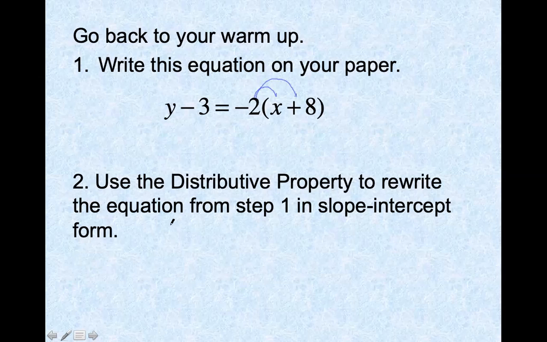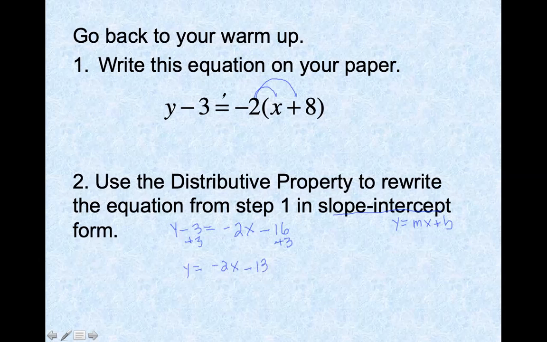So we're going to have y minus 3 equals -2 times x is -2x, -2 times 8 is -16. And I'm going to keep simplifying because I'm trying to get it in slope intercept form, which is y equals mx plus b. I need to make it look like that. It's close, except that I have this -3 over here that I'm going to combine with my -16. So that gives me y equals -2x, and -16 plus 3 is -13.